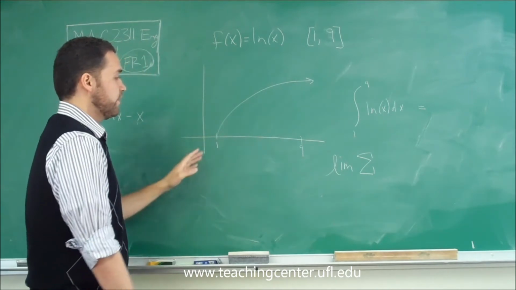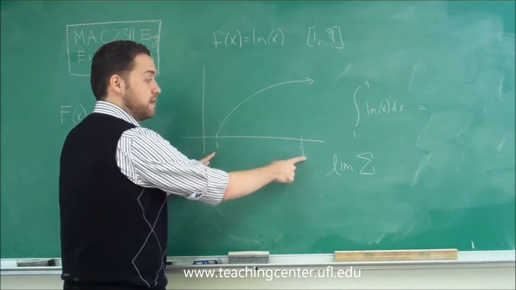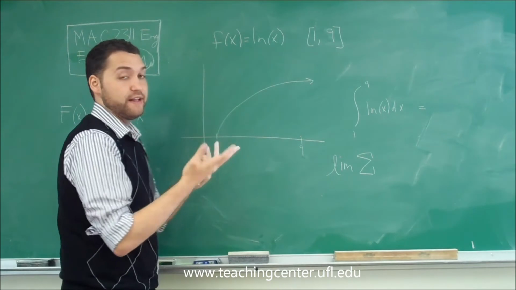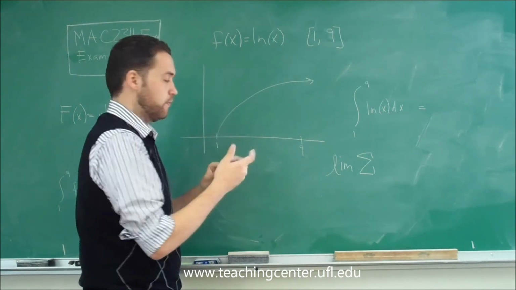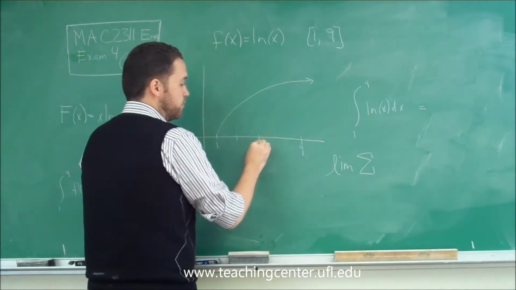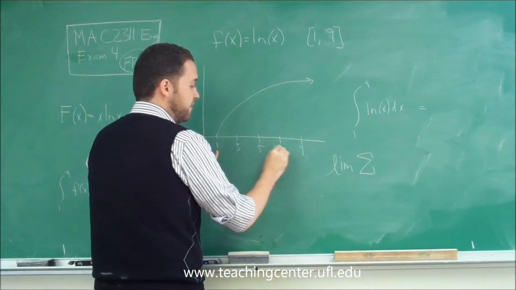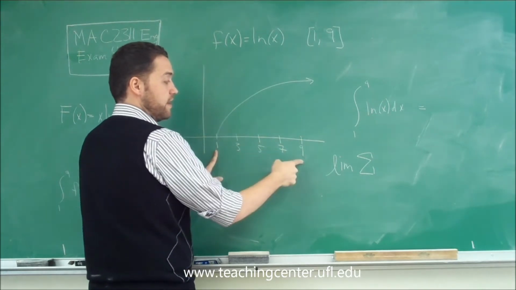So if we're going from 1 to 9, we know that's a distance of 8. This is your a, this is your b. b minus a gives you 8. And then we have 4 subintervals, so in that case your n is 4. So 8 divided by 4 is 2. So we know each subinterval will have a width of 2. We can break this up into 4 little pieces, and you can see this would be 3, this would be 5, and this would be 7, because this is all just adding 2 each time, and you get from the 1 to the 9.